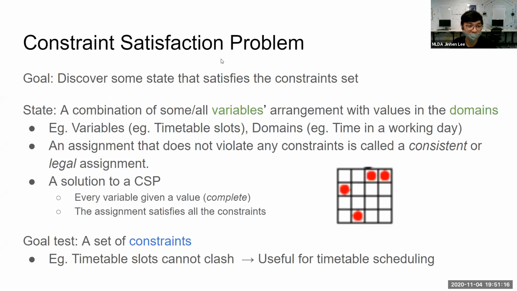So the problem is to discover some state that satisfies the constraint set. We add on one more thing. Just now we had the action state, the state space. Now we have another constraint set. And what is the definition of state? A combination of some or all variables arranged with values in the domains.